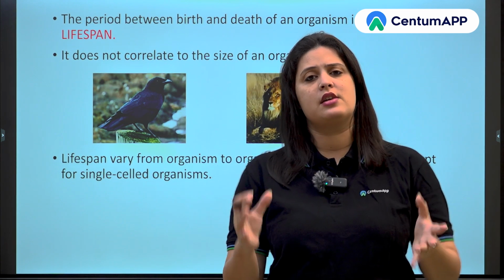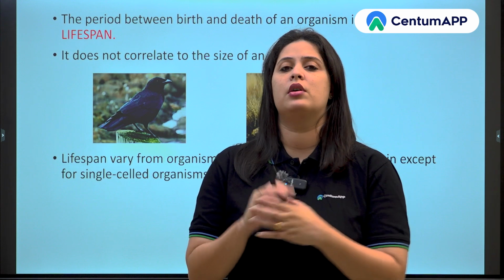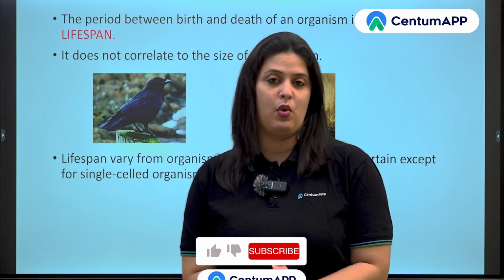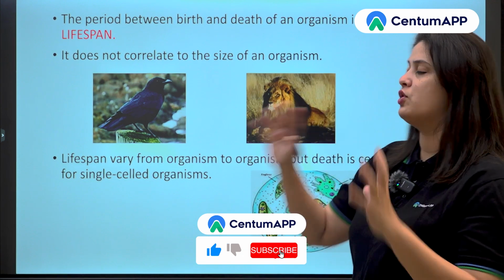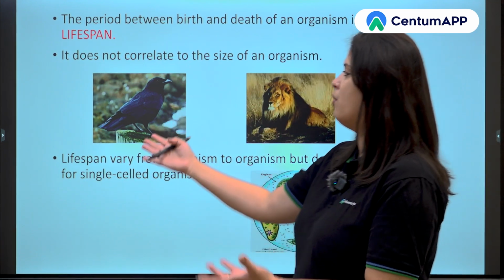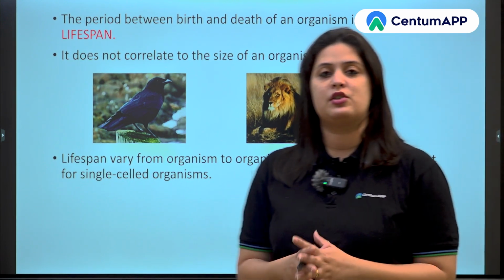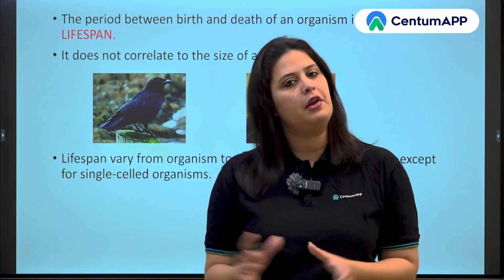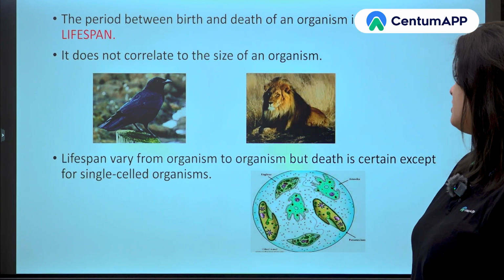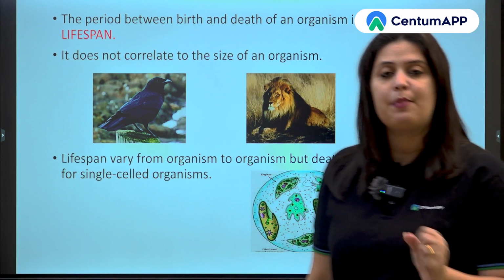So lifespan does not really depend upon how small or how large an organism you are. Lifespan does not correlate to the size of an organism. Whether you're as small as a crow or mighty big as a lion, lifespan does not depend upon the size of an organism. The lifespan can vary from organism to organism, but death is certain except for single cell organisms.